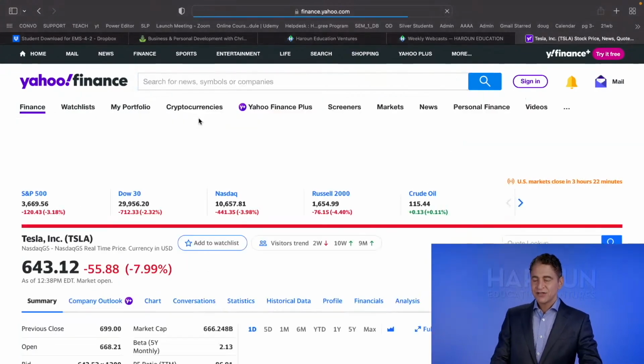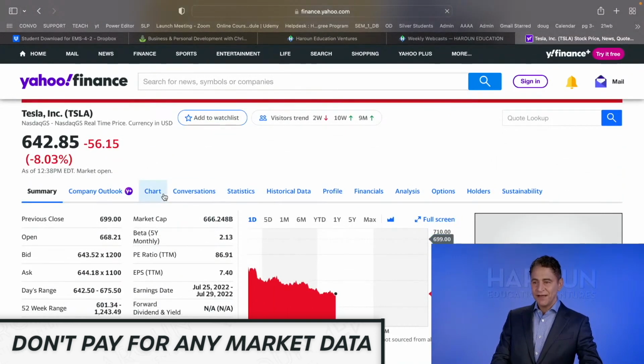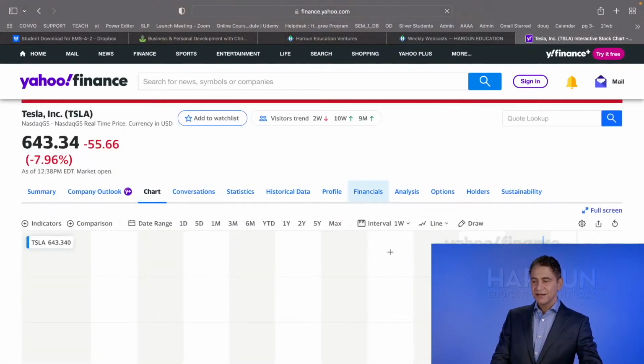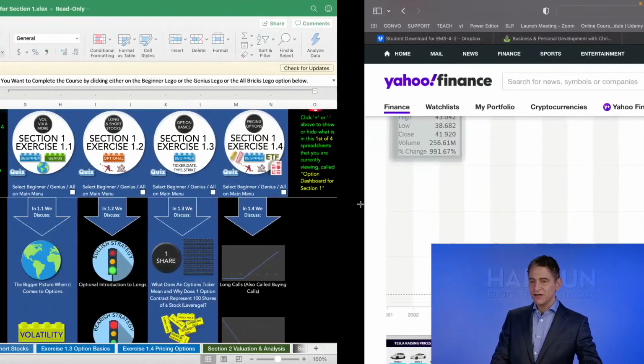Okay, so the RSI, what you do here is, and don't ever pay for any market data or opinions from anybody, please, you go here to charts, okay? And then once you have the chart here, what I'm going to do is get my face off in the corner.